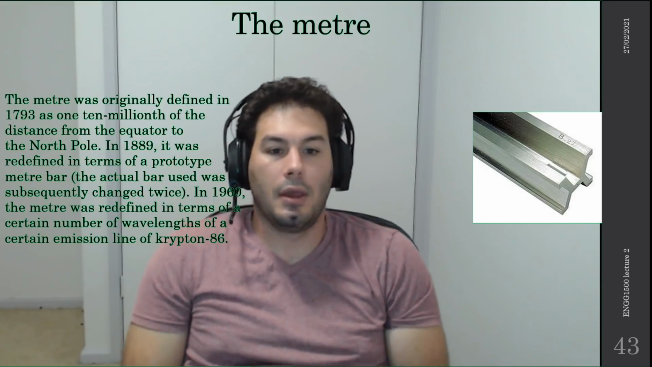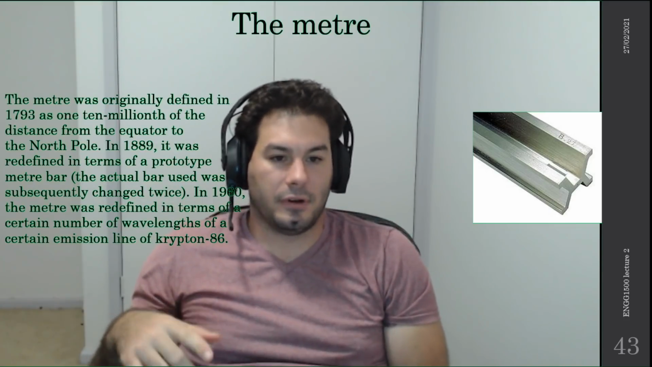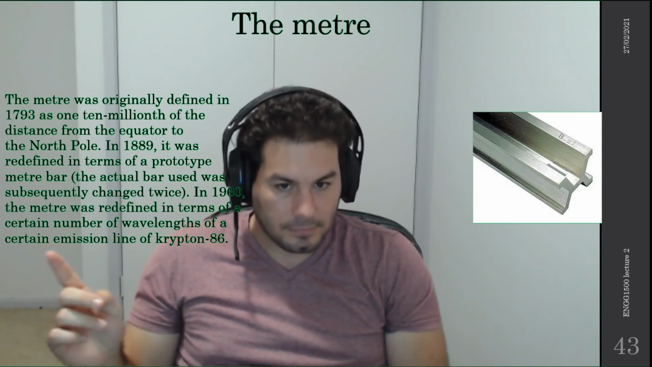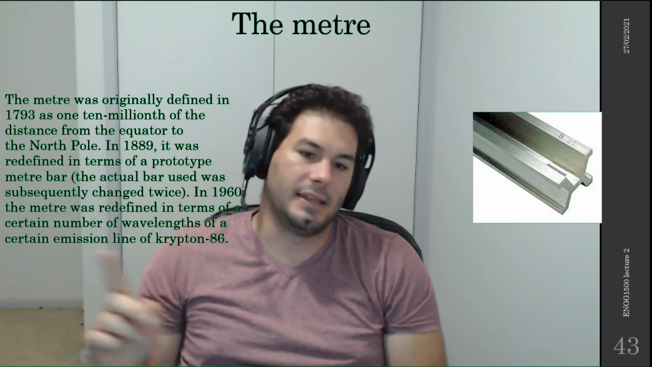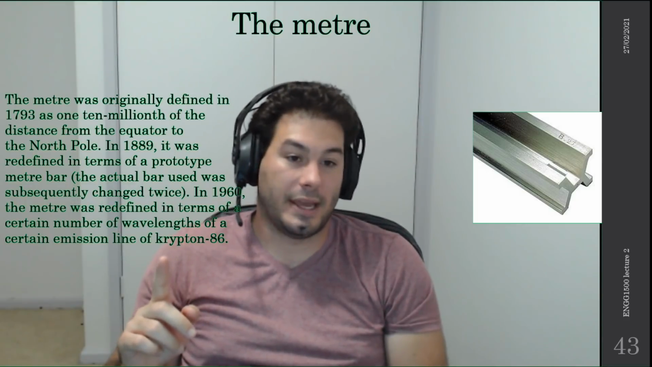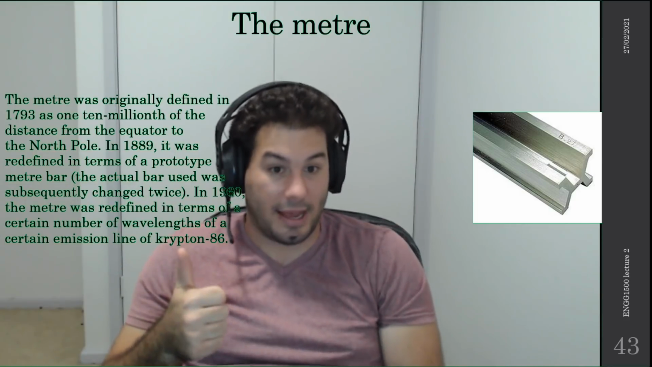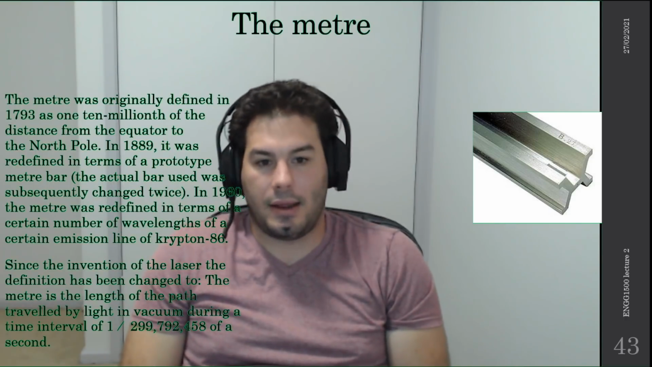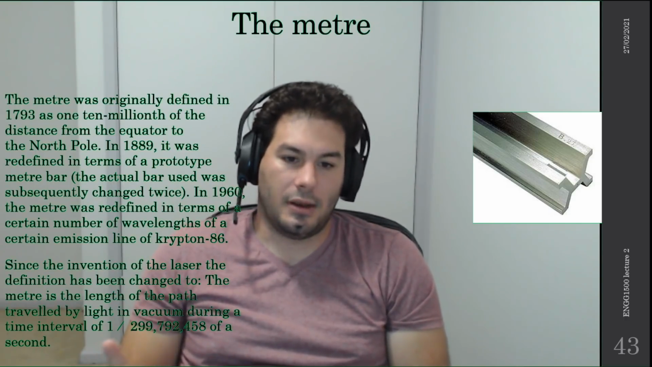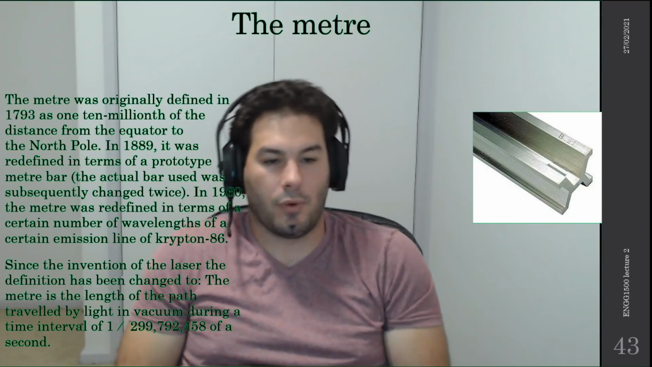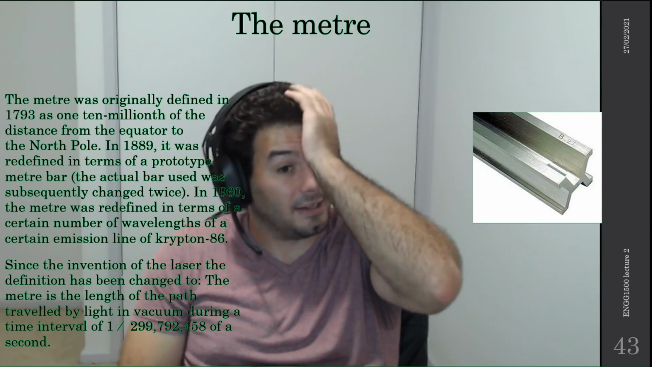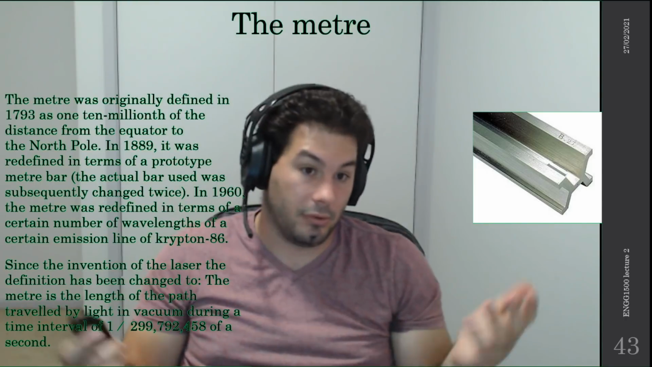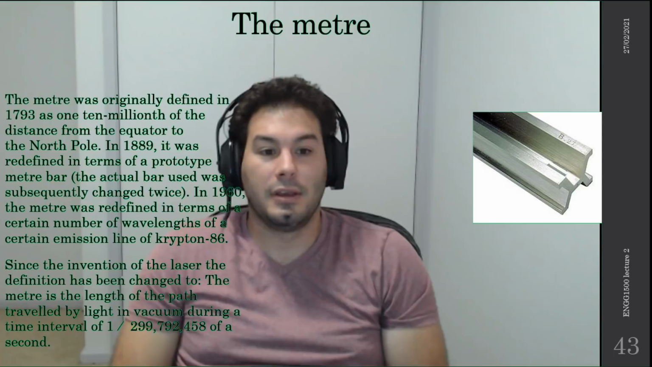And then, after a little while, when some lab stuff got quite a lot better, it was redefined as a number of wavelengths coming from a Krypton 86 lamp. So if you've got one of them, you can calibrate your meter ruler with that. And then it was redefined again as the distance light travels in that much, which is roughly 1/300 millionth of a second, which again, I don't have a laser that can measure that, but okay, somebody might.